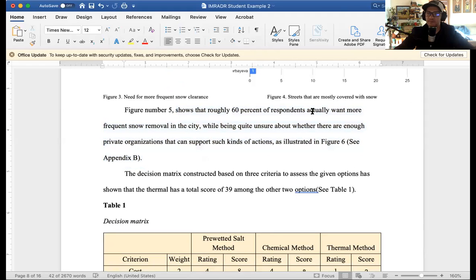Roughly 60% of respondents actually want more frequent snow removal in the city. Okay. While being quite unsure about whether there are enough private organizations that can support such kind of actions. Now, note here that we're not analyzing. We're not saying what this means. He doesn't say this means that we need to create more snow removal options in the city. He doesn't say that, right? He might say that in the discussion section, in the next section.